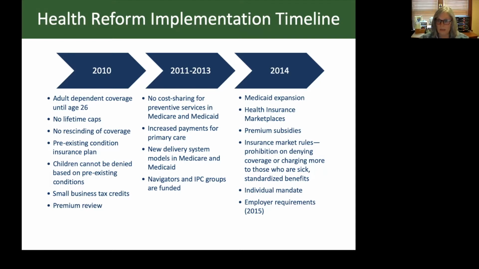Then in 2011 to 2013, there were some other changes that were made. And then finally in 2014, we saw the huge expansion that resulted in covering many of those 50 million uninsured Americans. And a lot of that expansion was due to the health insurance marketplaces, and also to states that chose to expand their Medicaid program, such as the state of Illinois. And that made a huge difference in the lives of people.